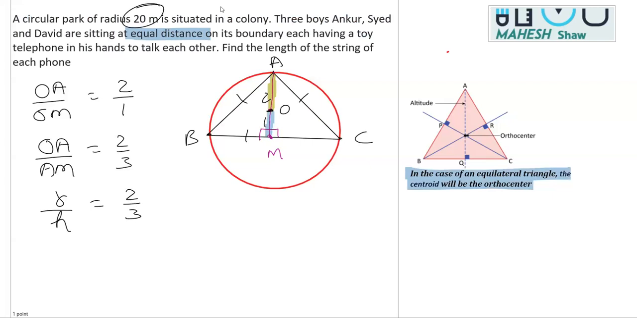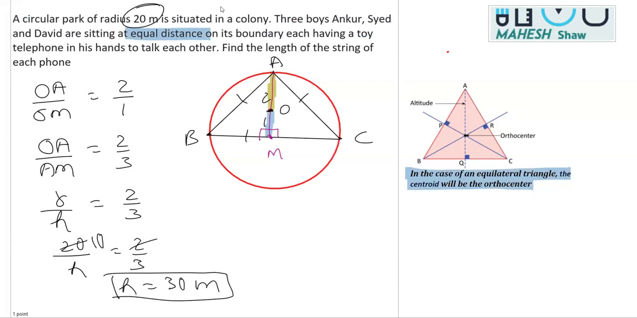Further, you know that the radius is given as 20. So I can replace R with 20. Now I can reduce it like this and write H as 30 meter. Once you get the length of H, either you can use a property of an equilateral triangle, or using Pythagoras theorem, you can get the length of AB or BC. So I'm using Pythagoras here.